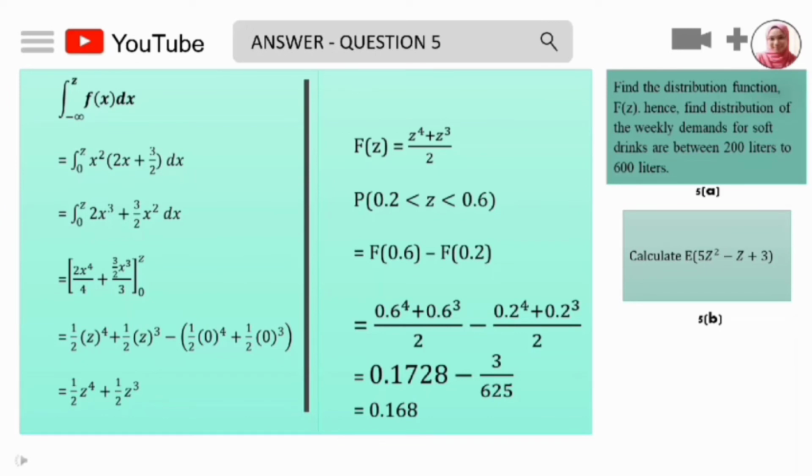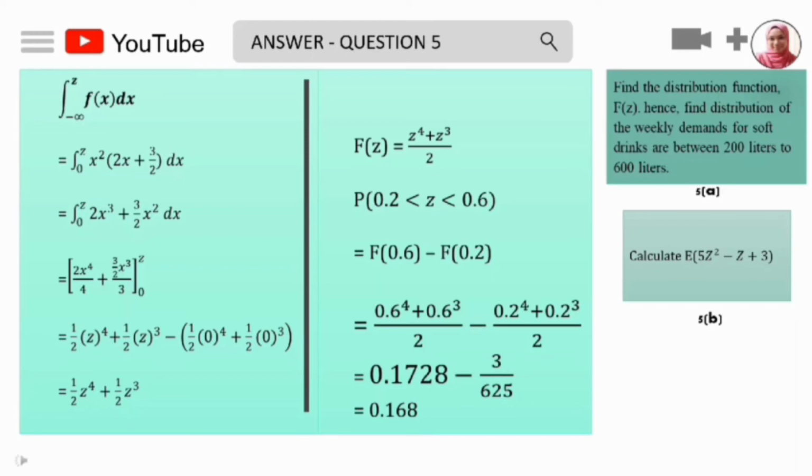So, to find the distribution function, we need to integrate the function. Based on the formula, the upper limit is unknown and the lower limit is negative infinity. The question states Z is between 0 and 1, so the lower limit is 0. Why do we change z to x? Because we want the answer in z. Next, we integrate x squared in bracket 2x plus 3/2 dx. We get 2x to the power of 4 over 4 plus 3/2 x to the power of 3 over 3.